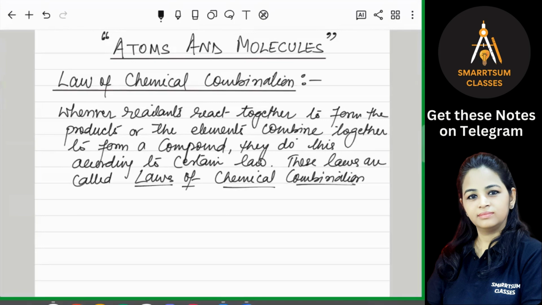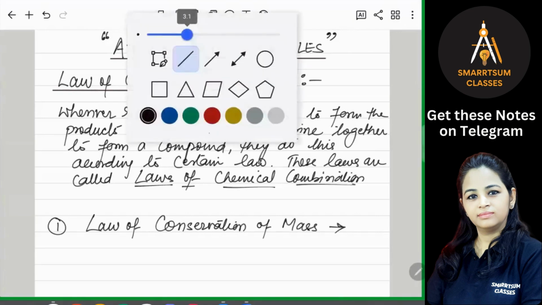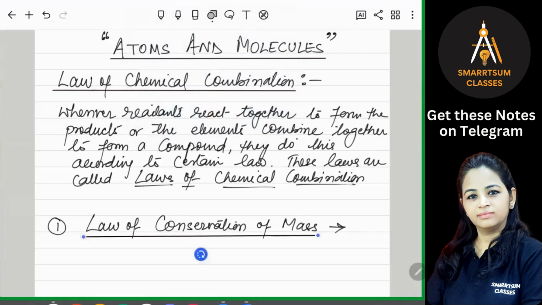Is that clear? So a scientist, Antoine L. Lavoisier, laid the foundation of chemical sciences by establishing two important laws of chemical combination. Now, what are these laws? So the first law in this is the law of conservation of mass. Now, what is it? This is the first law under law of chemical combination, that is law of conservation of mass.